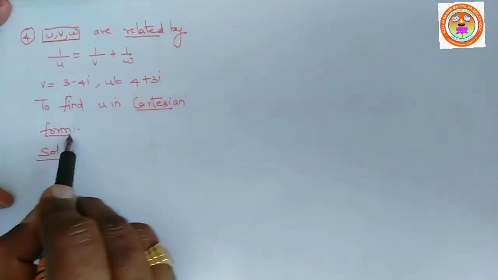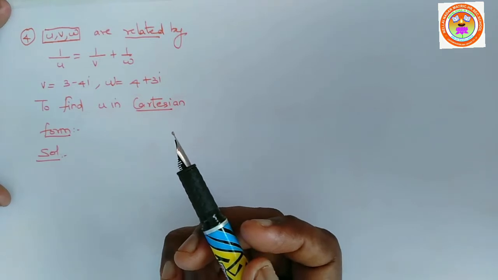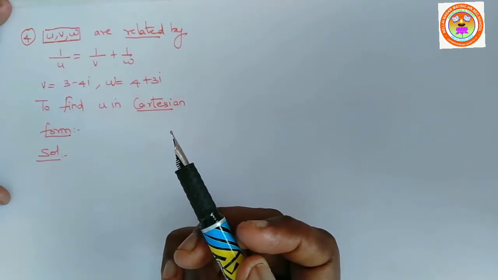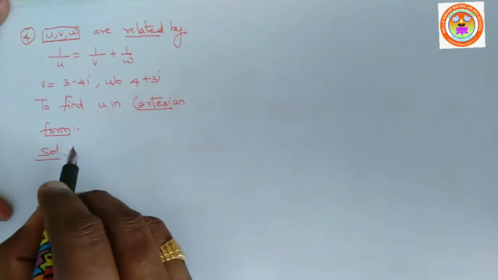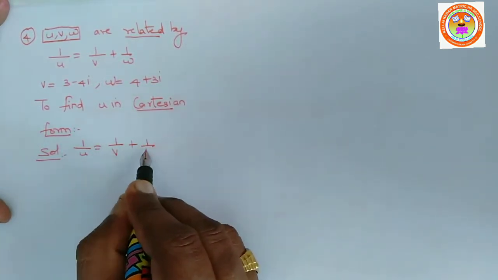Cartesian form is nothing but rectangular form. Rectangular form is nothing but the real and imaginary parts. First you need to write the real and then the imaginary. That's all. Solution: first write the relation 1/U = 1/V + 1/W.